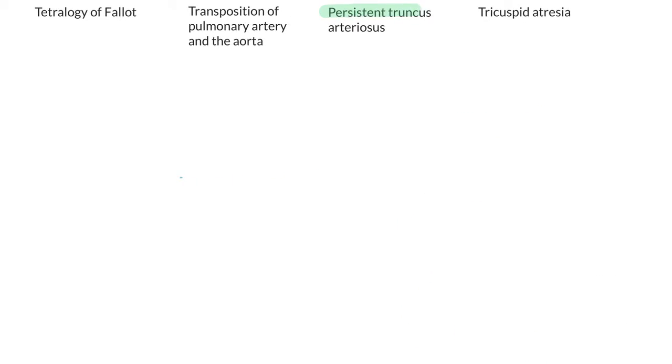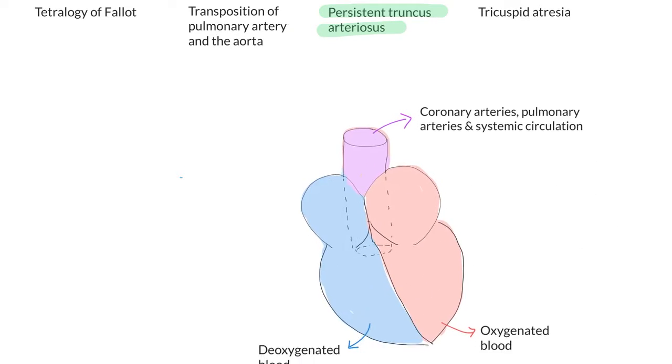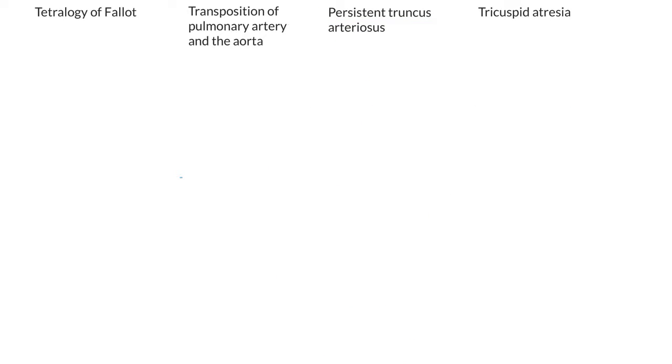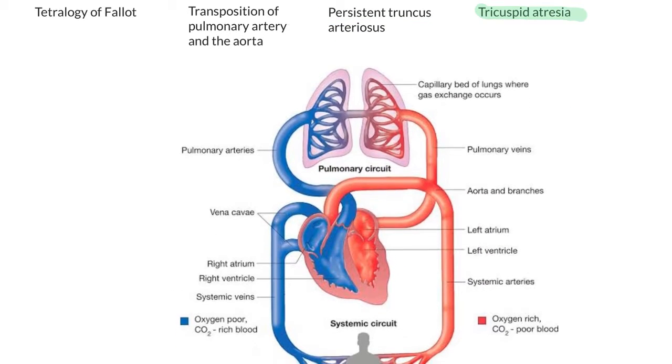Okay, now let's look at persistent truncus arteriosus. In persistent truncus arteriosus, the truncus arteriosus fails to split into the aorta and pulmonary trunk. This leads to one arterial trunk arising from the heart and provides mixed blood, oxygenated and deoxygenated, to the coronary arteries, pulmonary arteries, and systemic circulation. Lastly, let's look at tricuspid atresia.